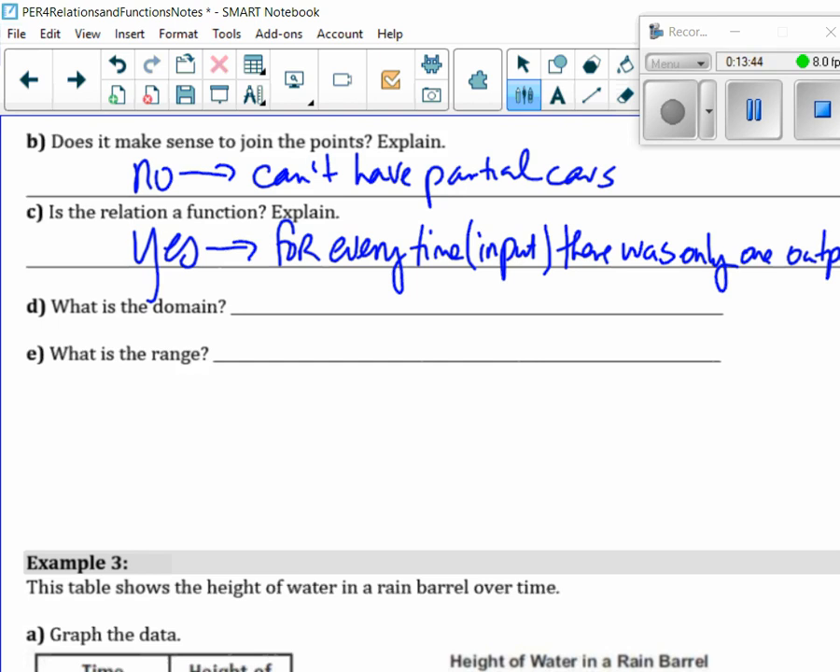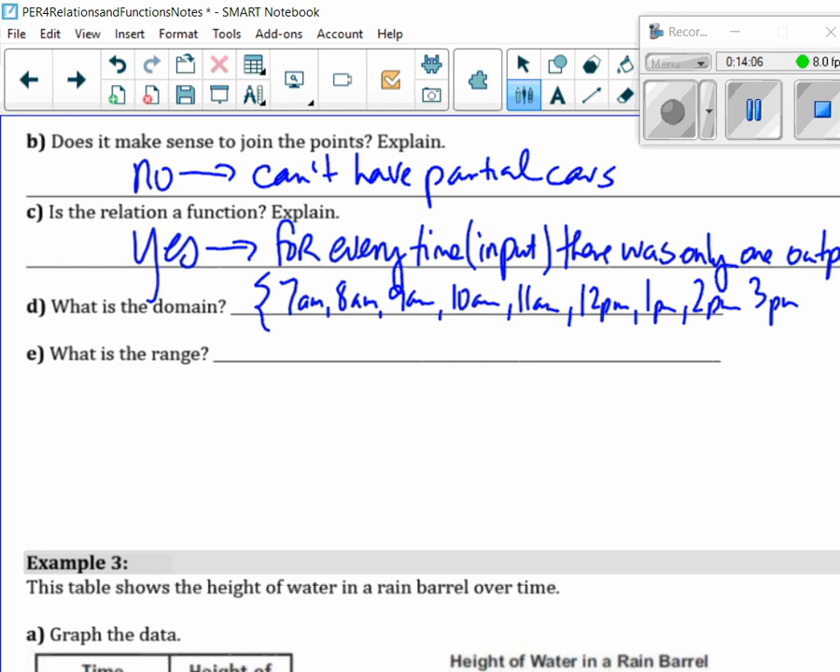Yeah, 7. I gotta have my chart here. 7, 8, 9, 10. 7 a.m., 8 a.m., 9 a.m., 10 a.m., 11 a.m., 12 p.m., 1 p.m., 2 p.m., 3 p.m. Did it go up to 4? Yeah. Okay. So this is why it's important when you do your range, you should do it from least to greatest, because then you're not listing it more than once.